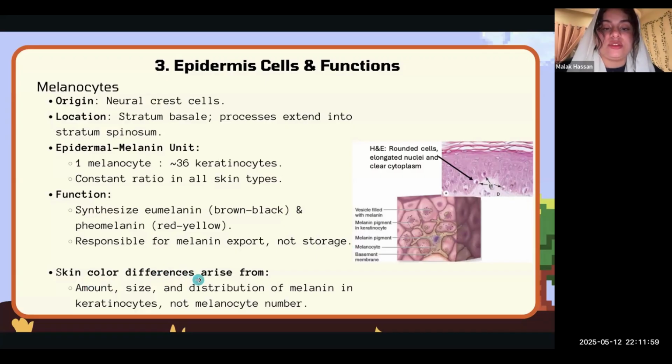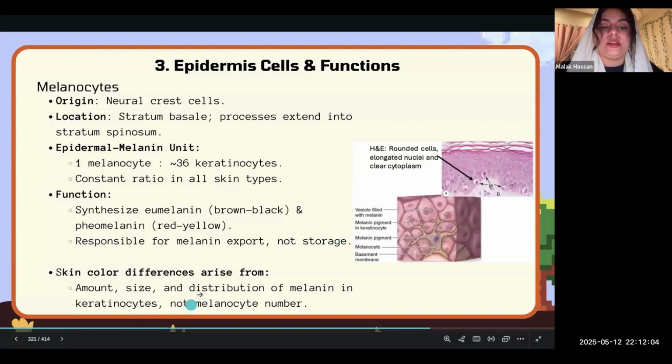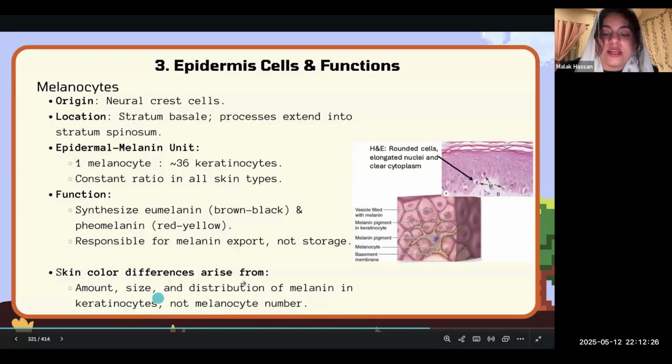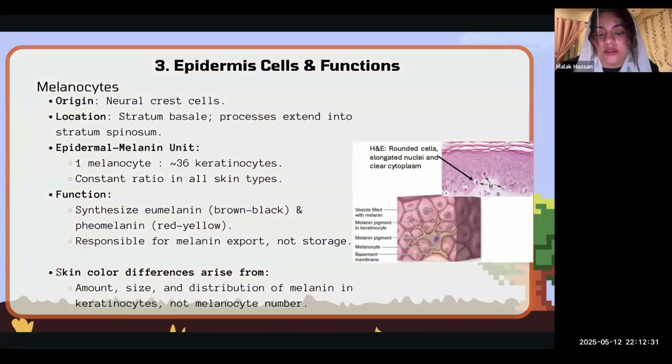Now, what are the skin color differences? How do you have different skin colors in different people? It's because of the amount, the size, and the distribution of melanin in keratinocytes, not the melanocyte number. So the melanocyte number is constant in all skin types. The epidermal melanin unit is always one melanocyte to about 36 keratinocytes, a very constant ratio, but the difference is in the amount, size, and distribution of melanin in the keratinocytes, not in the melanocyte number.